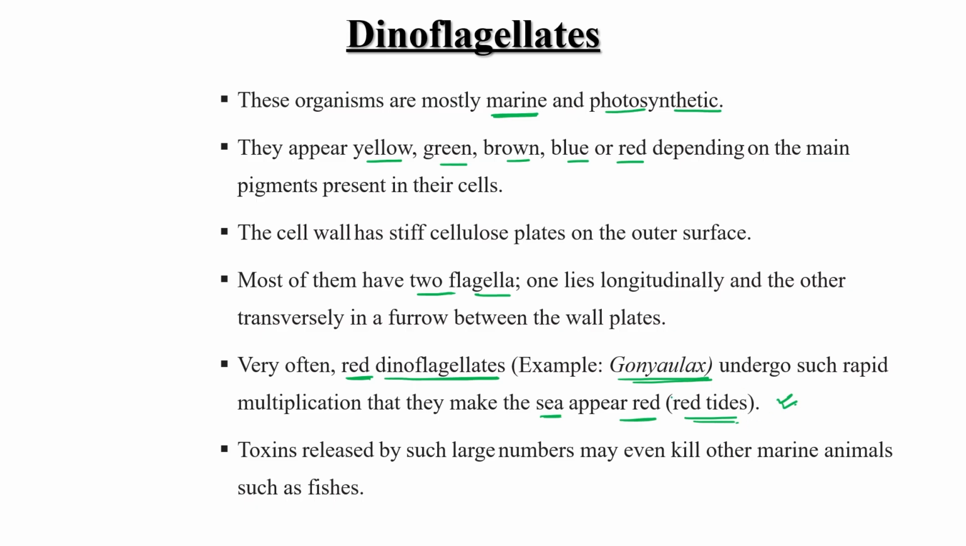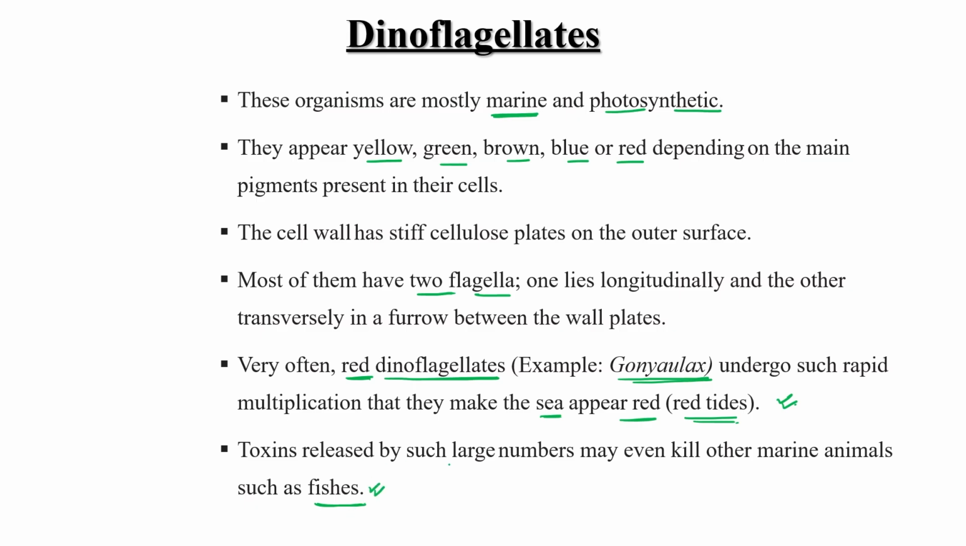The cause of red tide is the presence of Gonyaulax in plenty amount in that particular area. This is the main reason. Sometimes they release toxins which are very, very harmful, and they can even kill. This toxin mainly kills other organisms or other animals present in that particular habitat or ocean, like fishes.